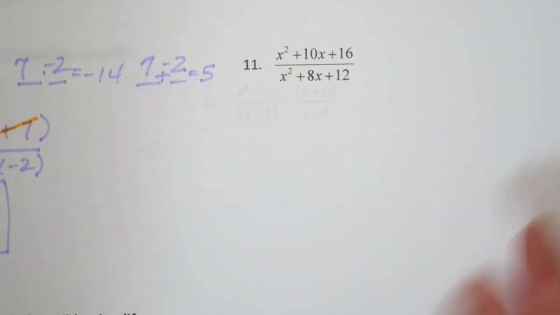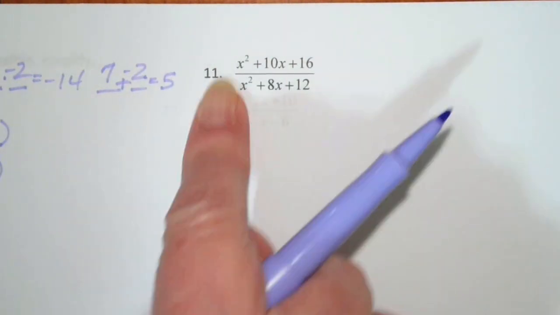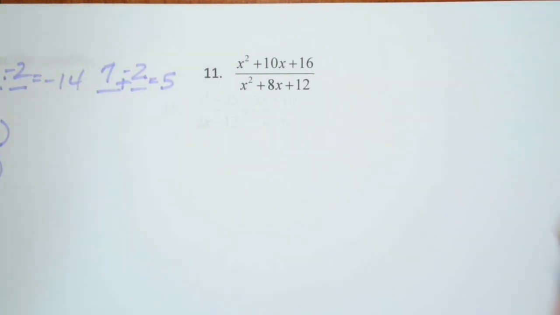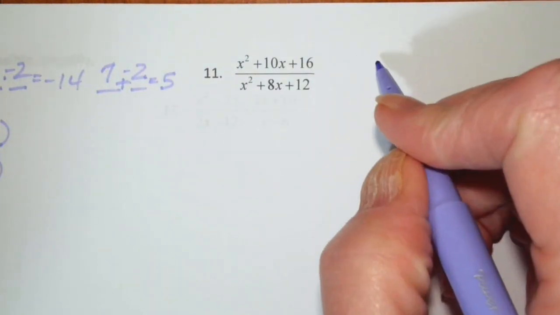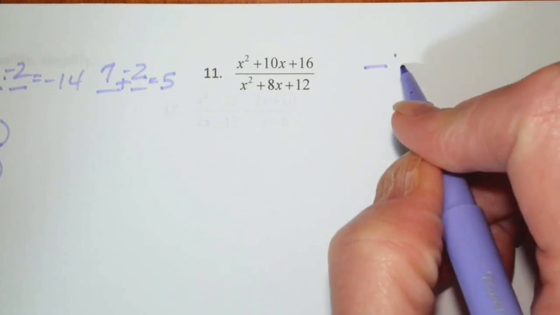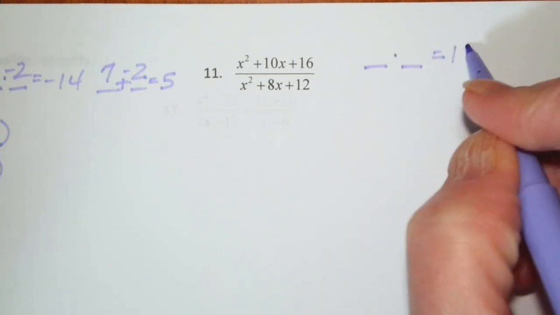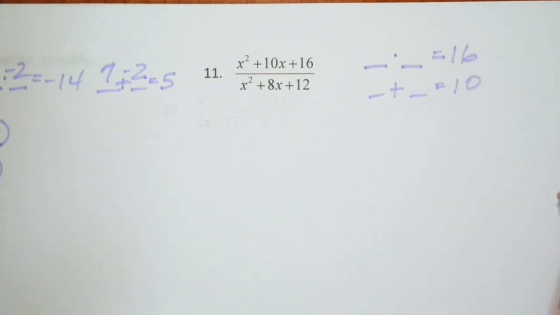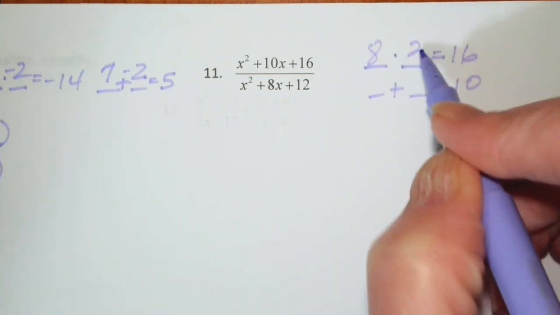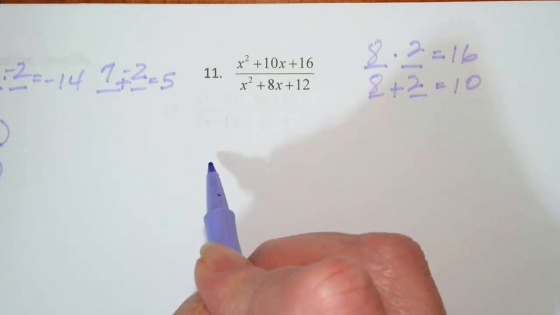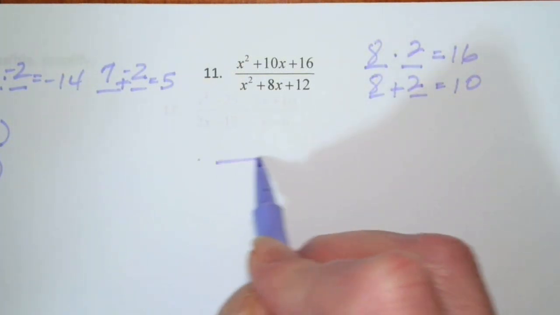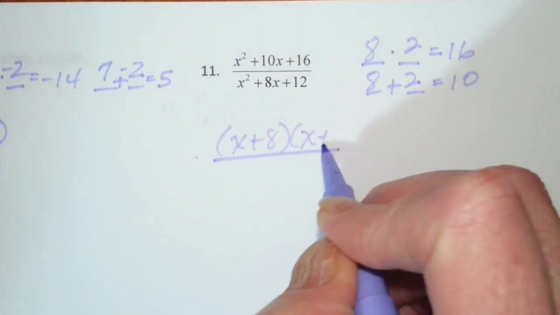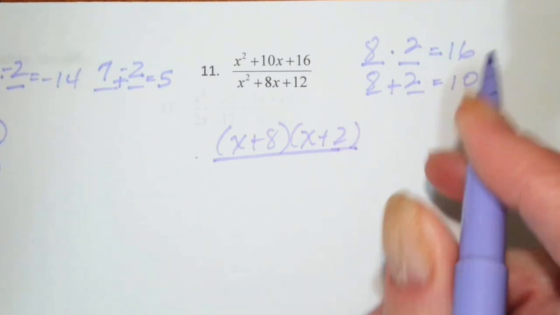Okay, on number 11, same procedure. I'm going to have to factor before I can cancel. It's tempting to get rid of those, but you cannot do that. So I have to factor first. All right, so in my numerator, I'm looking for 2 numbers whose product is 16 and whose sum is 10. And I think those are 8 and 2. So this factors into x plus 8 times x plus 2.